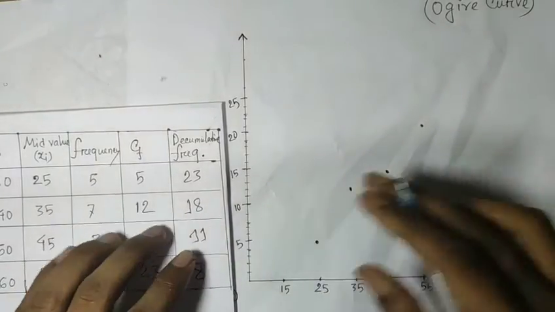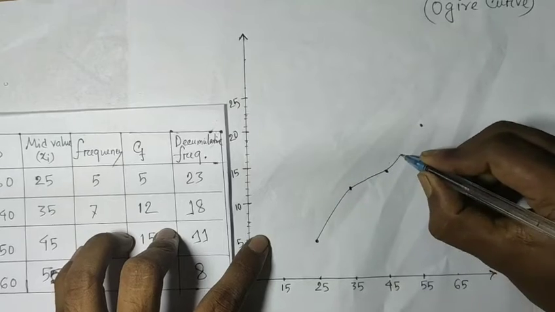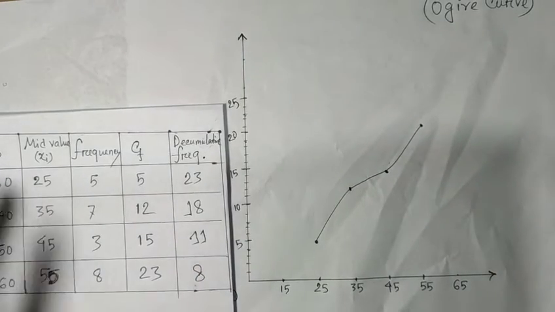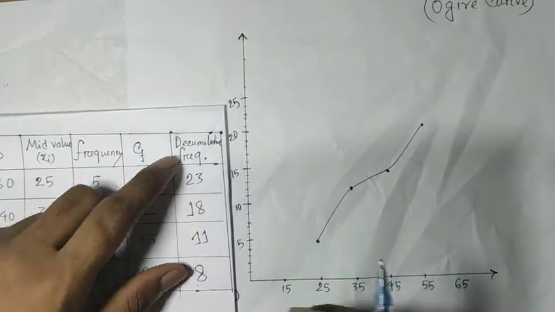Doing the same process for the other points, let's join the points. This is the Ogive curve for the cumulative frequency. Let's input the decumulative frequency as a graph.